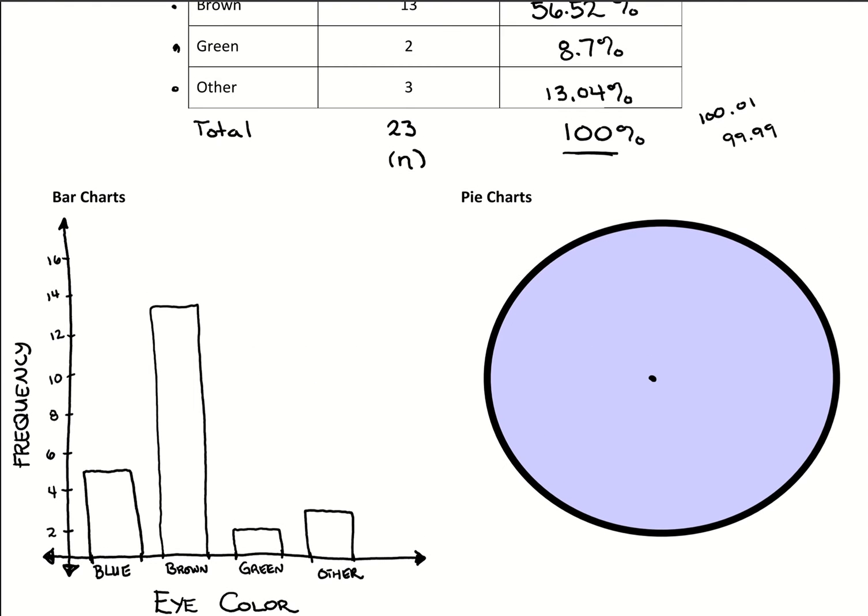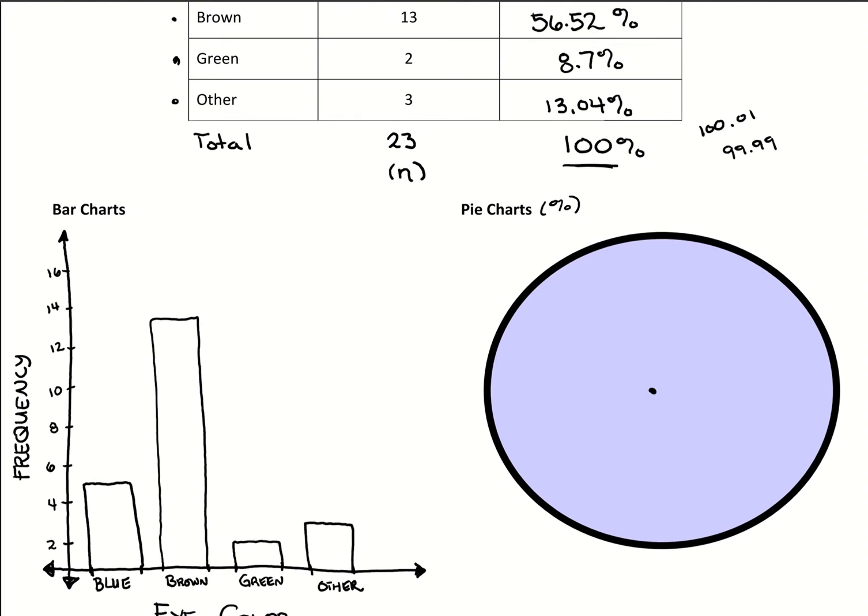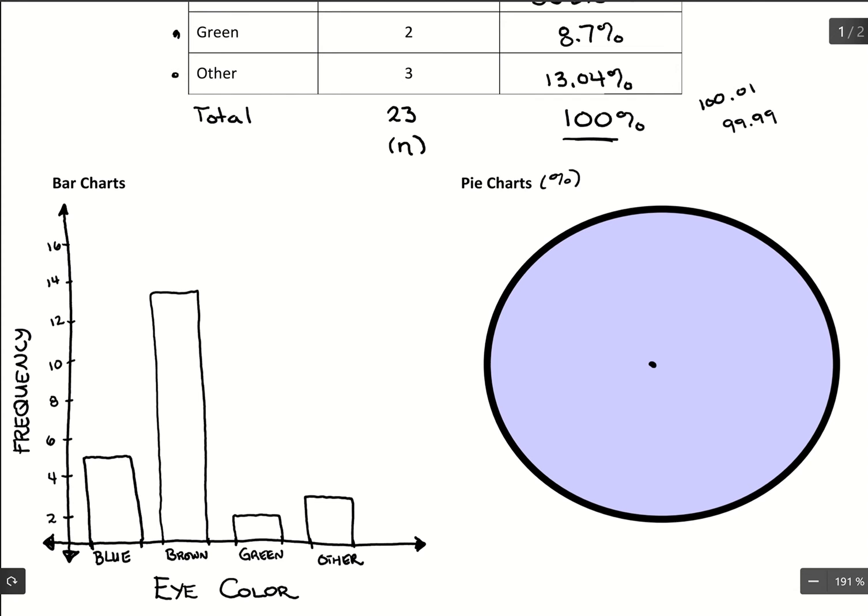Our next form are pie charts. This is great when we're using the percentages, so this uses the relative frequencies. What we do is divide up our pie based on these percentages. So I might start with the brown eyes, since that's about half of the circle. It's a little more than half. So I might imagine cutting this in half, then maybe give it a little bit more, and that would be the group for brown eyes.